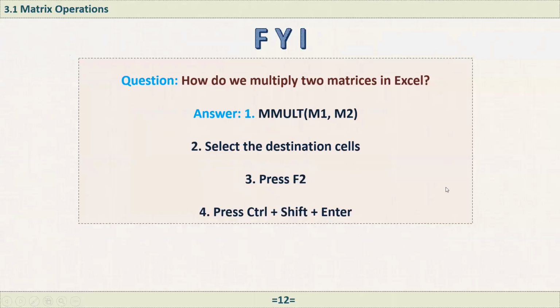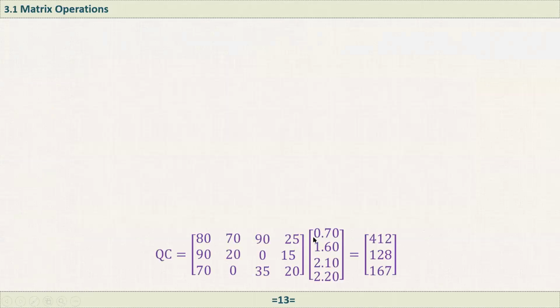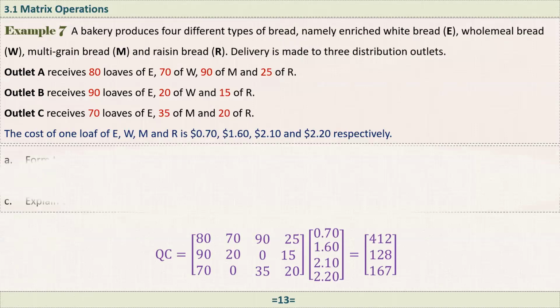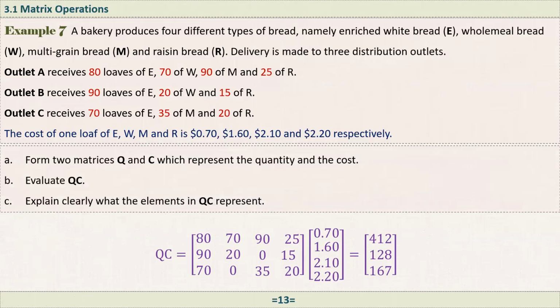Okay, this is how we multiply two matrices in Excel. Choose the first matrix M1, the second one M2, MMULT, that is matrix multiplication, and select the destination cells, press F2 and Control Shift Enter, and you get the answer. But pressing F2 depends on what kind of laptop you're using. One example for the use of matrices.